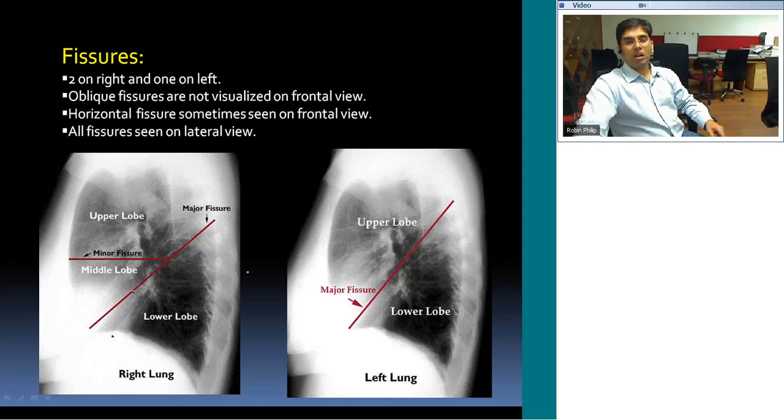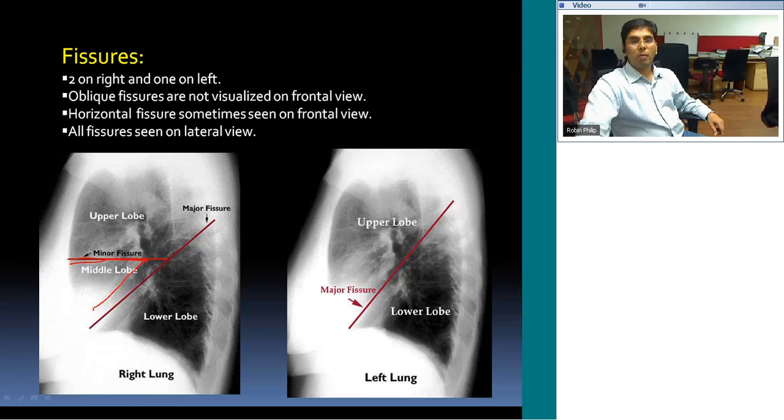and it appears lenticular in shape. On the lateral radiograph, you can see the major fissure starts about 5 centimeters posterior to the anterior border of the sternum, and then it takes an oblique course, whereas the minor fissure is only on the right side. The lung between the minor and major fissures is the middle lobe. Whereas on the left side, you can see only one fissure, so not much confusion.